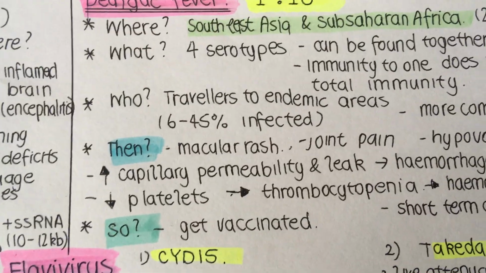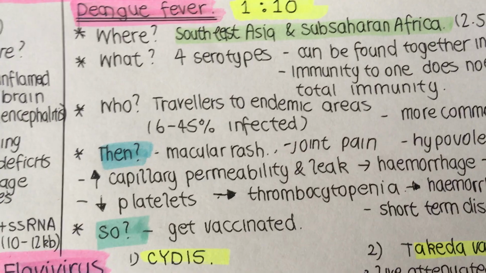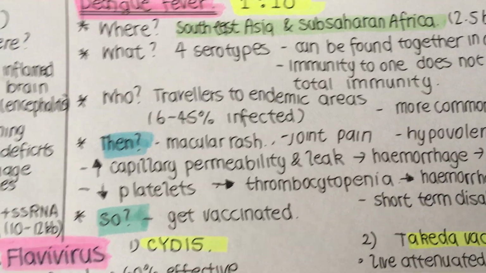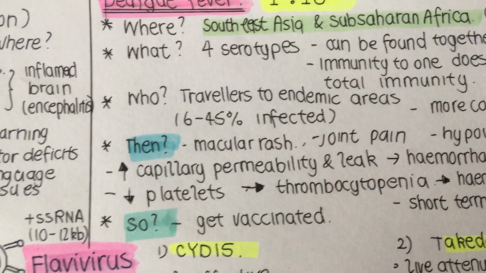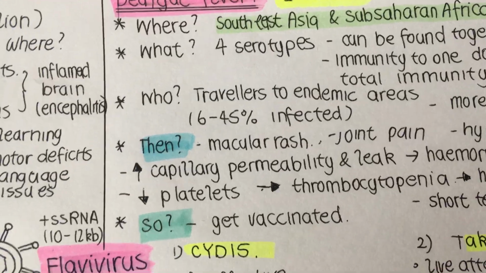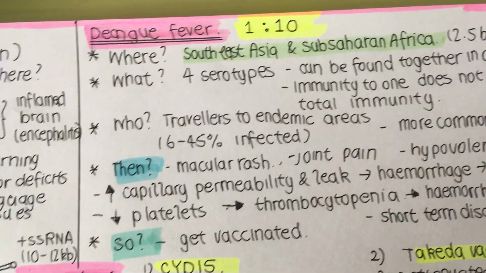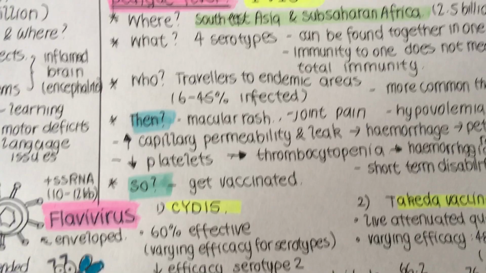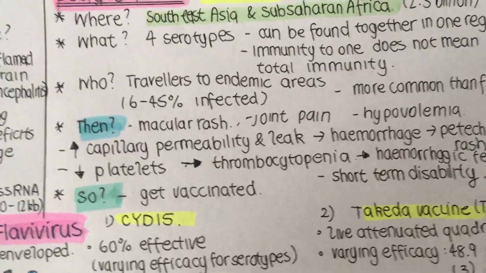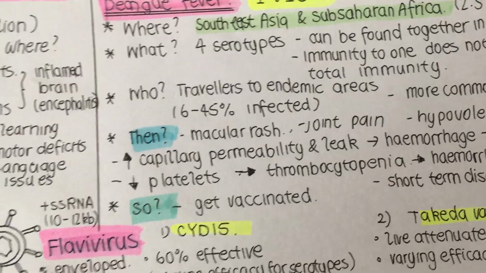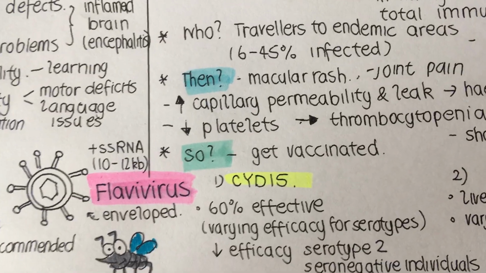Who is at risk? Well, the travelers to these endemic areas. It is predicted that anywhere from 6 to 45% of people who travel to endemic regions can become infected. It is even more common than the flu, according to many scientific studies. What happens when you get dengue fever?